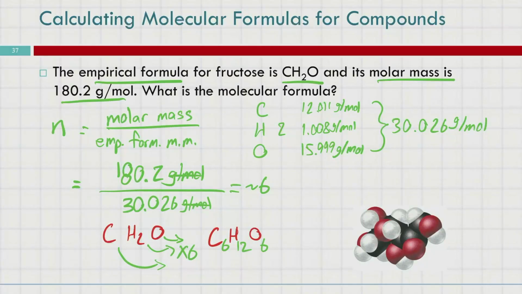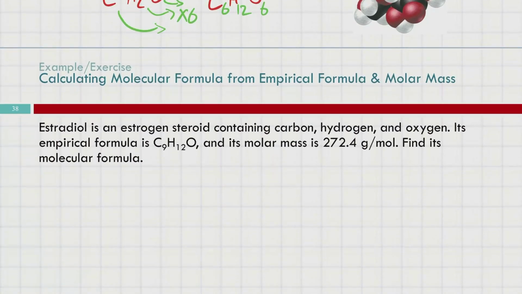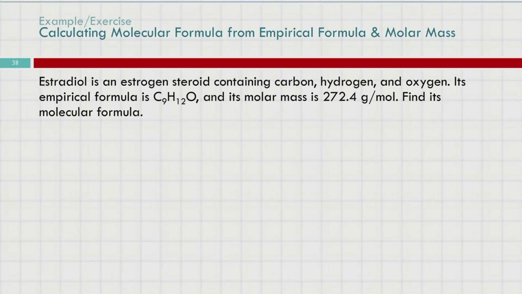Would we like to do another one? All right. Here's another one. Estradiol is an estrogen steroid containing carbon, hydrogen, and oxygen. Its empirical formula is C9H12O. Its molar mass is 272.4 grams per mole. Find its molecular formula. All right, a little bit of time has passed. We've got an empirical formula and a molar mass. We need the empirical formula molar mass.